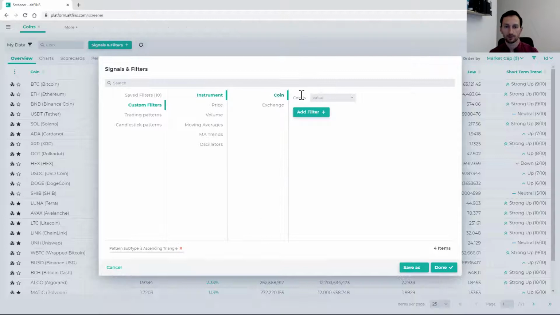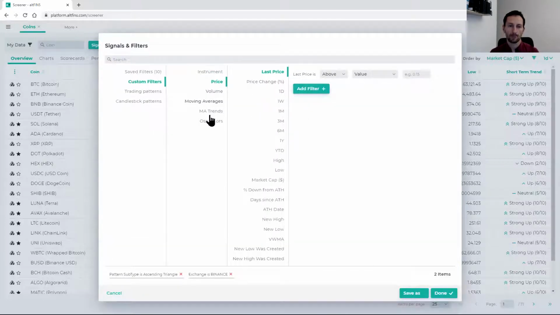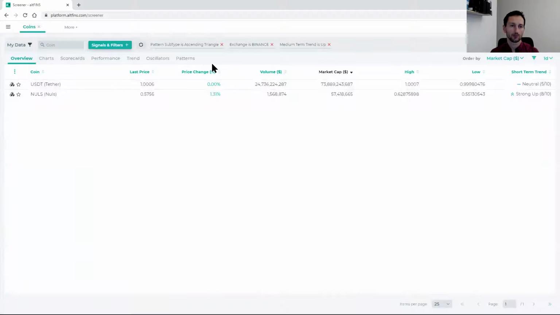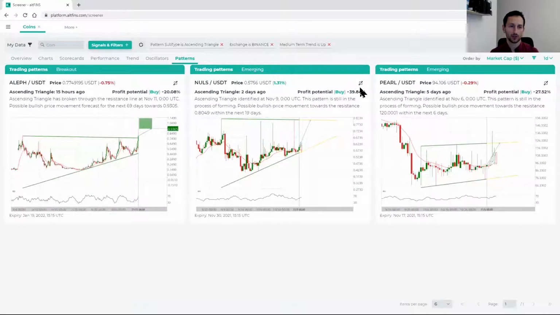For example, I might want to say that I only want the Binance exchange here. And then I could also say a minimum market cap, or more importantly, I could say I only want those that are in an uptrend on a medium-term basis. So make sure that I'm trading with the trend, okay? And then we're really down to one, because one of them is a stable coin, or actually two here, Nulls and Pearl, well, actually three. Here we go.